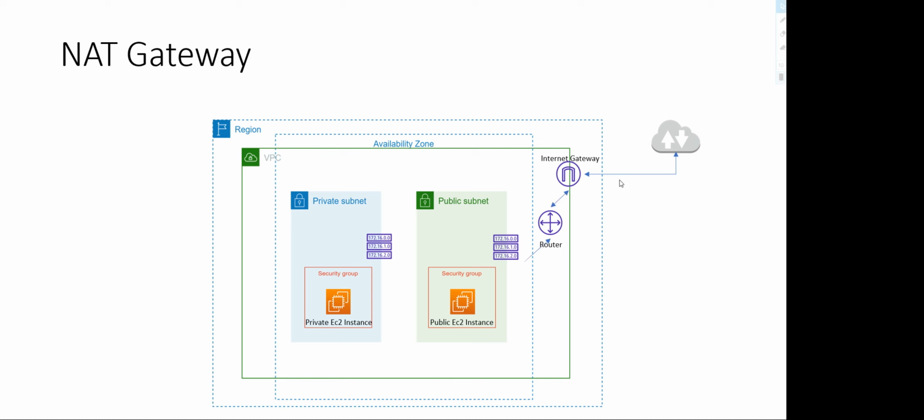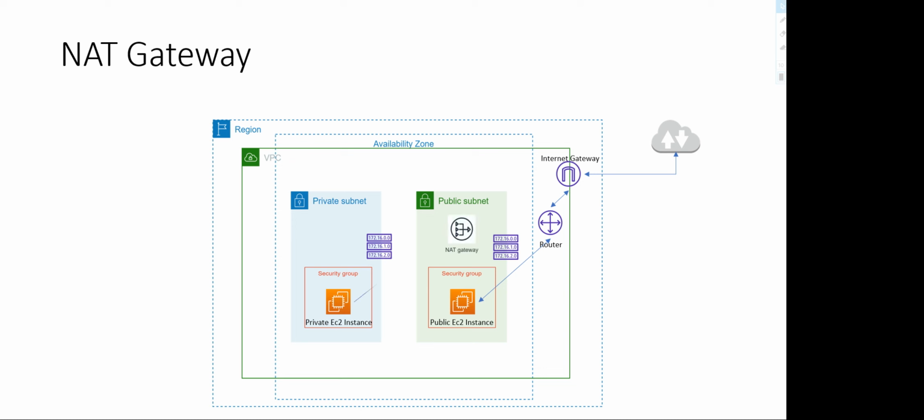So if someone is trying to access something over the internet from the public subnet, it is easy. The request will go to the internet gateway, and the internet gateway will transfer it to the router, which will check the route table configuration and send the request to the public subnet EC2 instances, and it will get the responses accordingly. But what about the private subnet? What about the private subnet EC2 instance? We don't have anything yet, right?